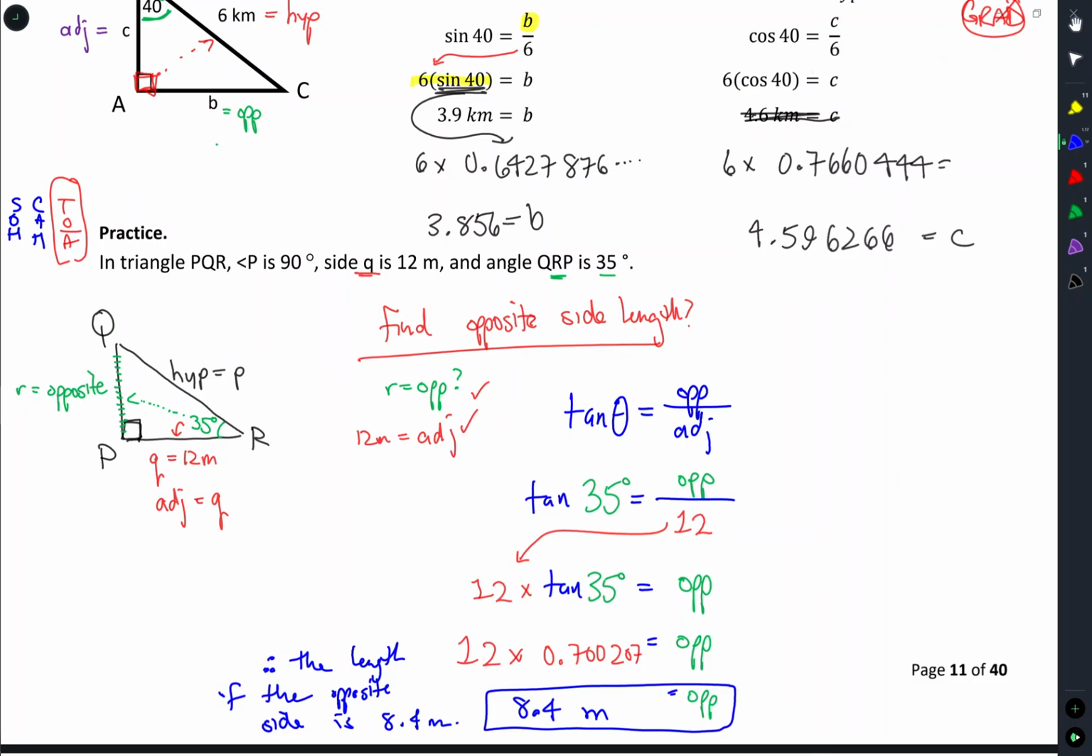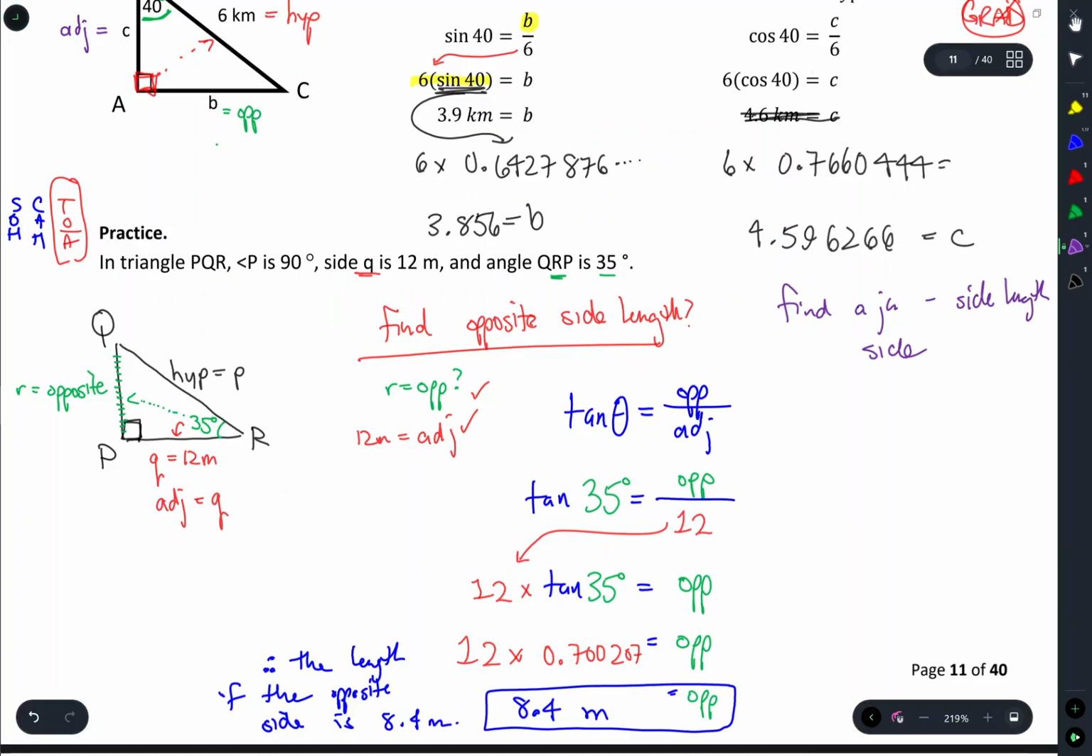So, best advice at this point, I would suggest that you pause it and find the adjacent side length. Okay, so find the length of side. Oh, we know the adjacent, we know the opposite. Let's say find the hypotenuse. Find the hypotenuse side length. That would be side P.